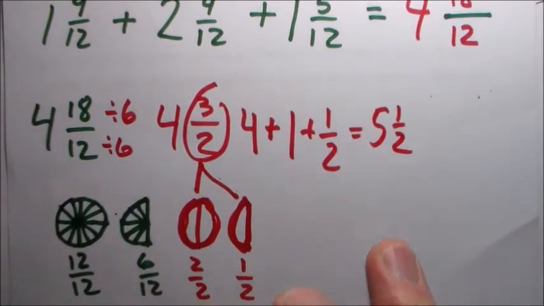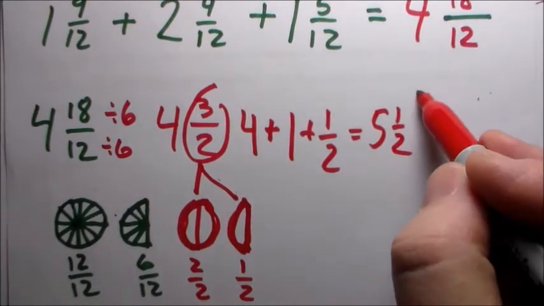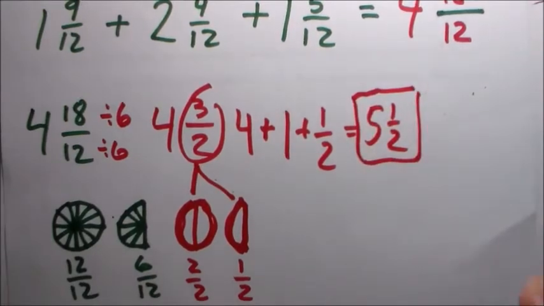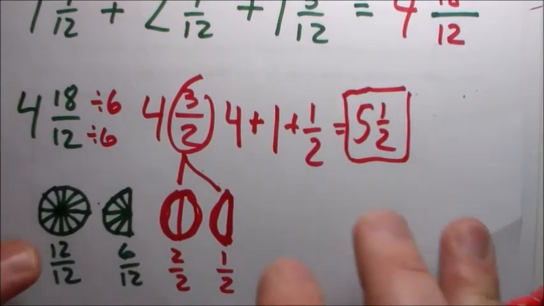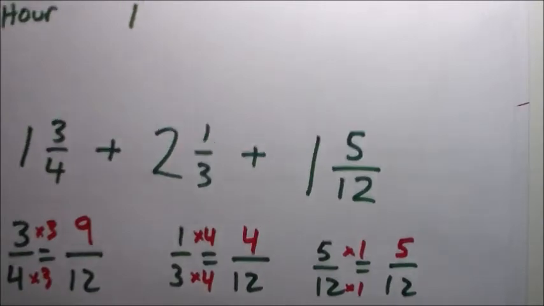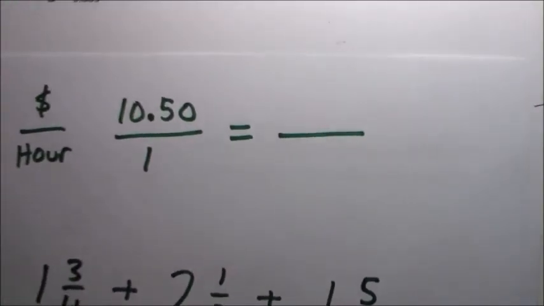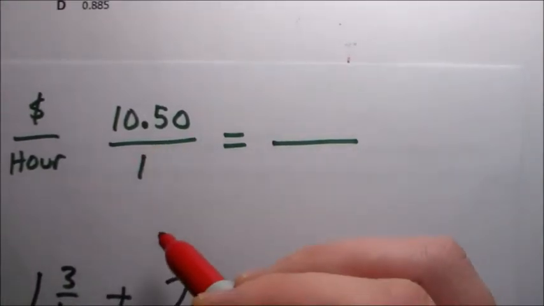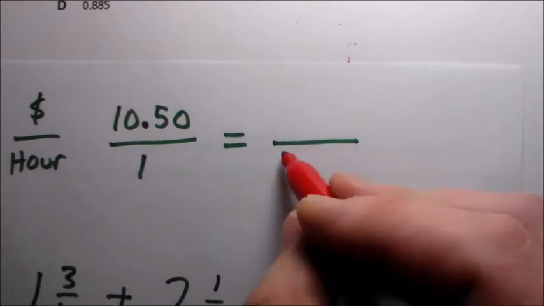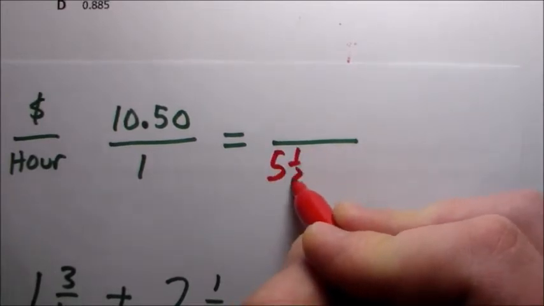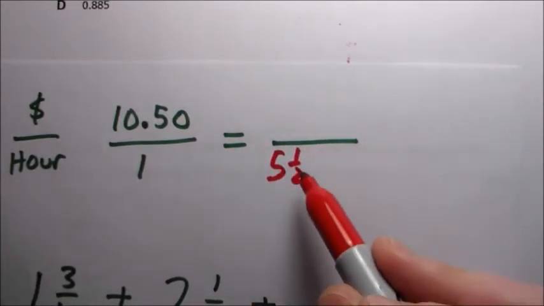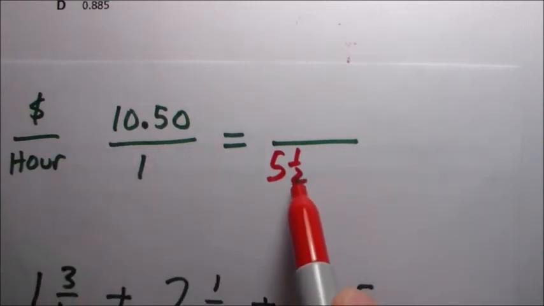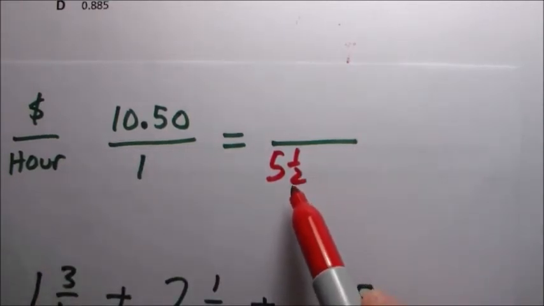Now we have 5.5 up here. So we worked 5.5 total hours. And we go up here and we say, okay, you earn $10.50 per 1 hour. How much money are you going to earn if you work 5.5 hours? And you're like, well, that's kind of tough to do because I have a decimal here and a fraction, or I should say a mixed number, here.